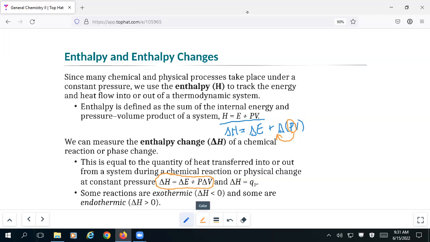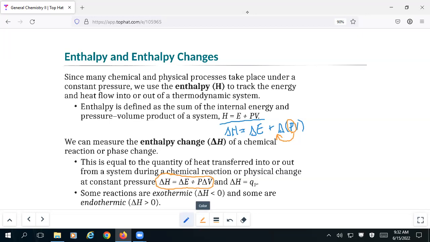With this definition of enthalpy, we're able to actually finally define a couple of terms that we've been using just kind of loosely for the past year plus. What does it mean to be exothermic? What does it mean to be endothermic? You've heard the terms, you've probably used them. Now we have a context for them. And the context for them is enthalpy.